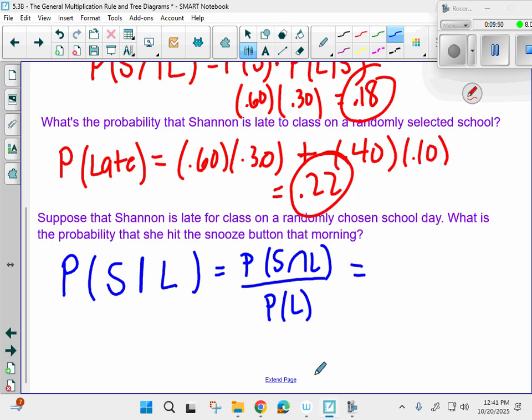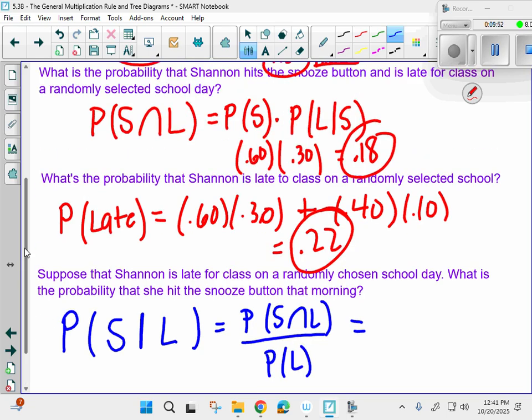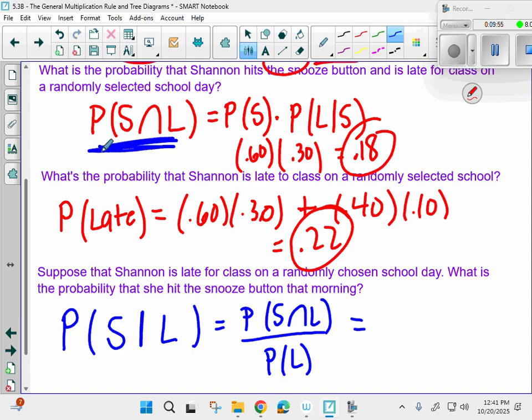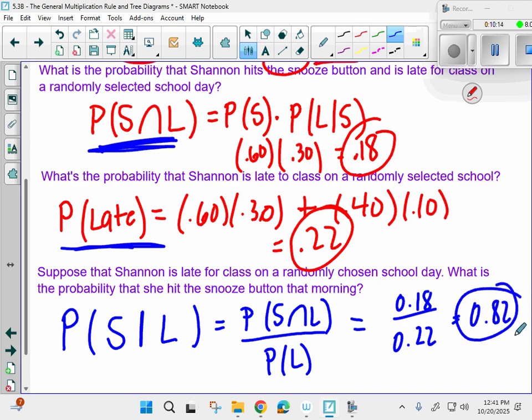So we did snooze and late right here. That's the numerator. Divided by the probability of late, which was all the pathways to late, which is this 22%. And we divide it. So if she's late, it's an 82% chance that she hit the snooze button. Given that she's late, what's the probability she hit snooze? Pretty likely, all right?